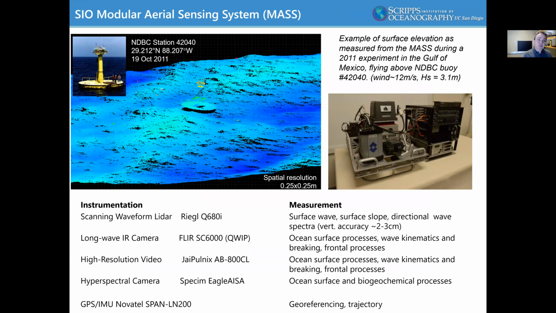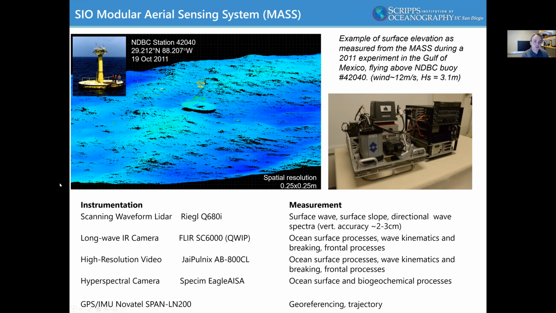To collect sea surface topography measurements, we are using the modular aerial sensing system that we also call MASS. This instrument has been developed by our group for almost 10 years now. We actually have 2 instruments in operation now. We've flown the system extensively for a broad range of topics. It's been really a workhorse for us.